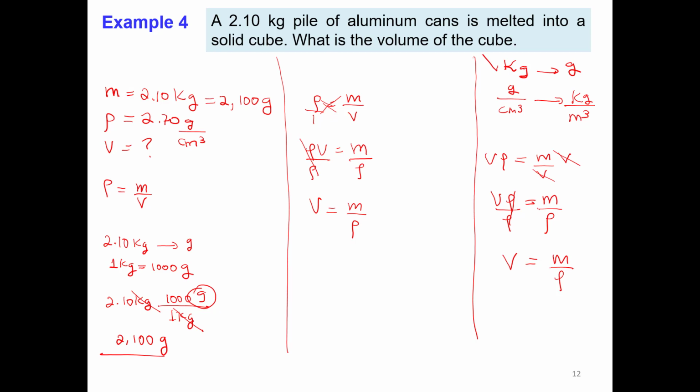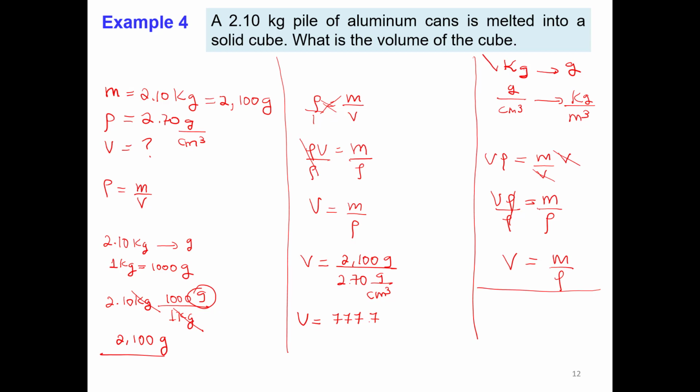Now we can just solve for the volume. Its mass will be 2,100 grams. Divide by the density, but the density is 2.70. And now we divide these numbers, and we will have the volume is 777.7. Now we need to be careful.